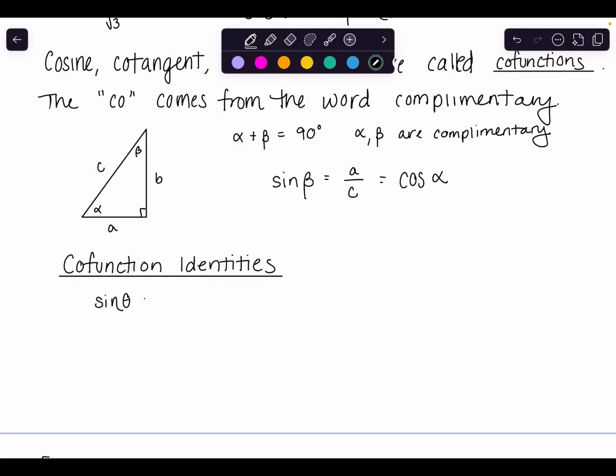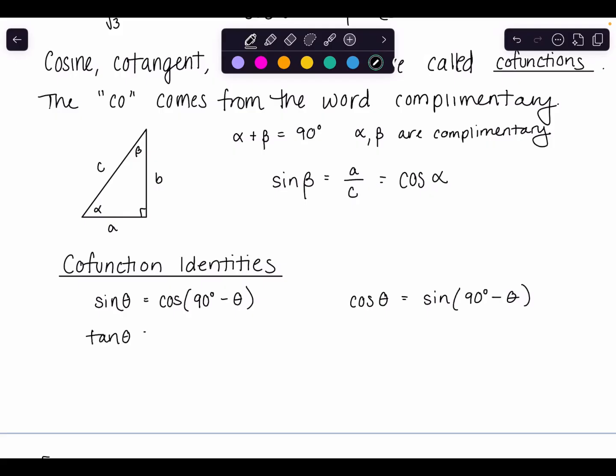If you take sine of an angle, it's the same thing as cosine of its complementary angle, which you find by doing 90 minus theta. So 30 degrees would make the complementary angle 60. 15 degrees would make the complementary angle 75, so it adds up to 90. And then you can look at it the other way. If you have cosine of an angle, it's the same thing as sine of its complementary angle.